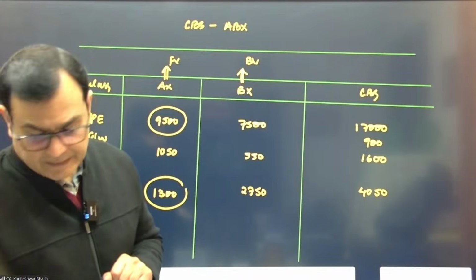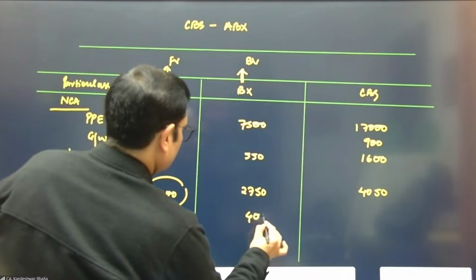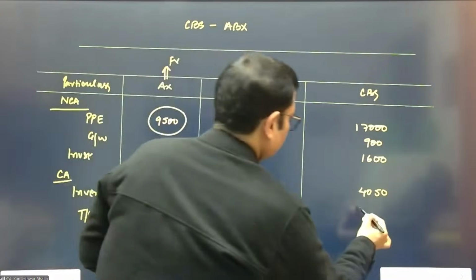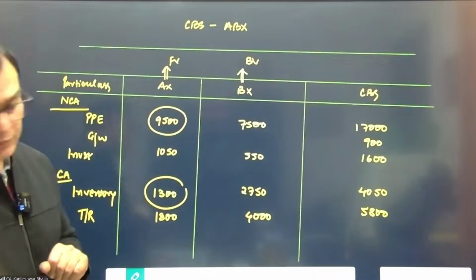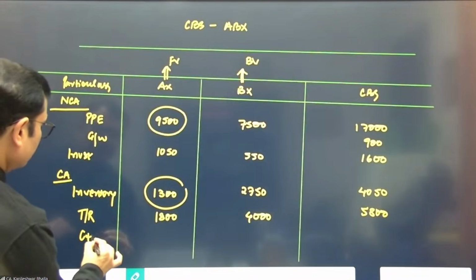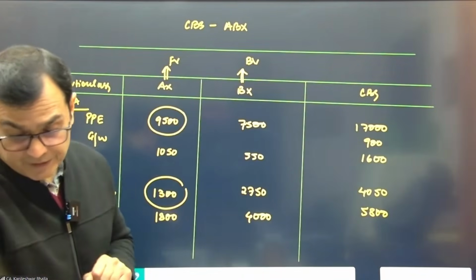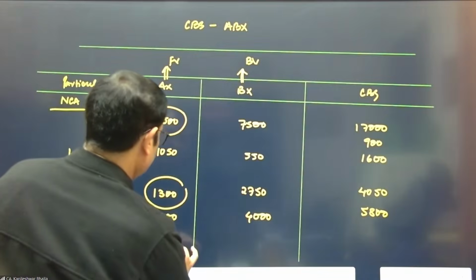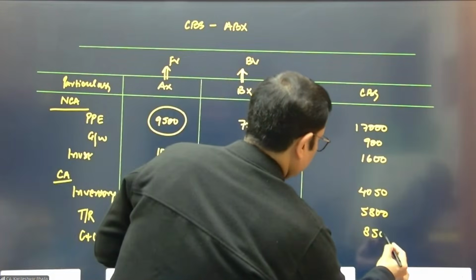Trade receivable is appearing at 1800 and 4000. So this is the book value itself. No fair value is given. That makes it 5800. And then next we are given the cash and the cash equivalents. Again the book values, that's 450 and 400, and that makes it a total of 850.